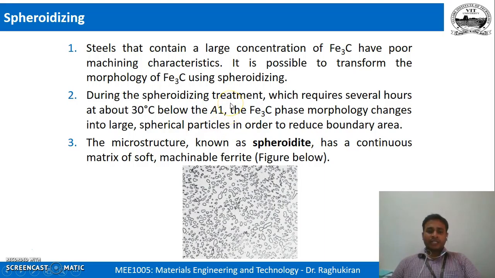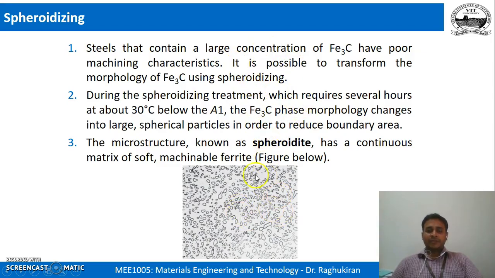What is the A1 line? 723 degrees Celsius, right? It is the right temperature. Now keep it for several hours and then cool it slowly to room temperature. That's all. That is the spheroidizing heat treatment. So at the end, you see all these particles are round, or spherical in nature, because this morphology is achieved because of this spheroidizing heat treatment.